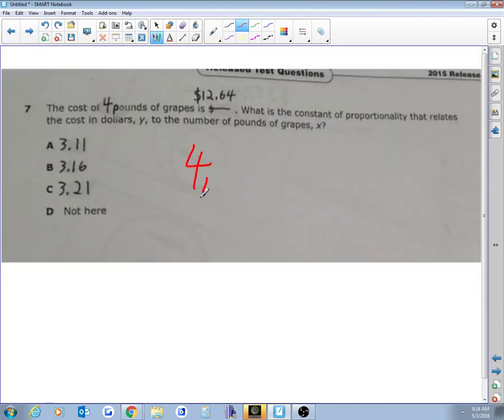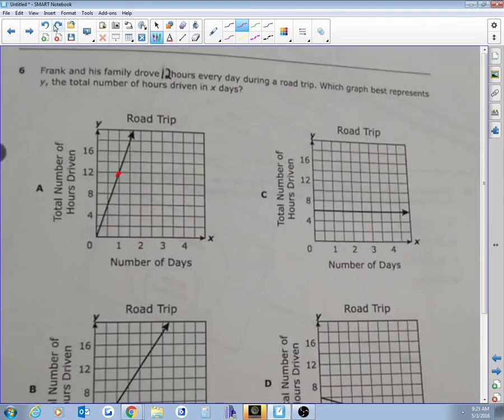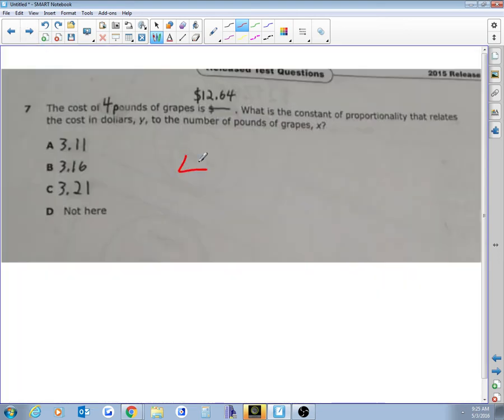Number 7. 4 pounds of grapes for every 12. Let's do it the other way around. $12.64 for every 4 pounds. Putting P for pounds because my L's look like 1s. And I want to know for 1 pound. The constant of proportionality, divide by 4, and you should get $3.16 per pound. So any number of pounds, you multiply by 3.16 and you get the price.